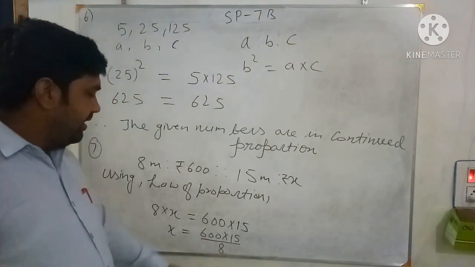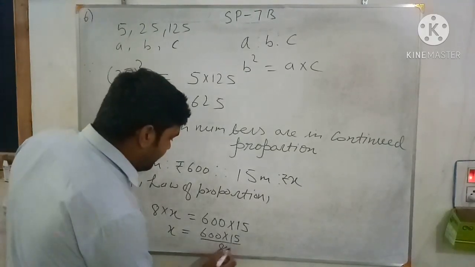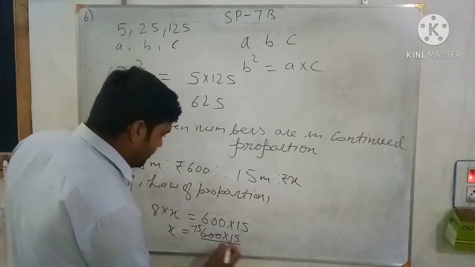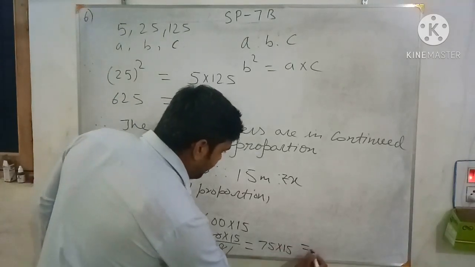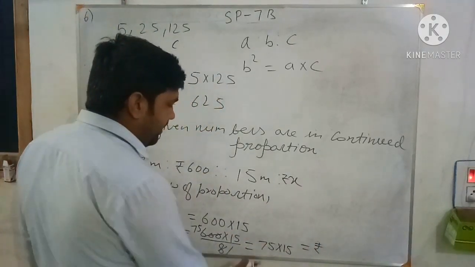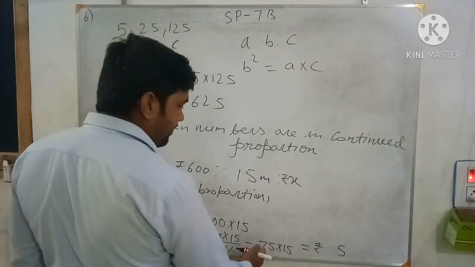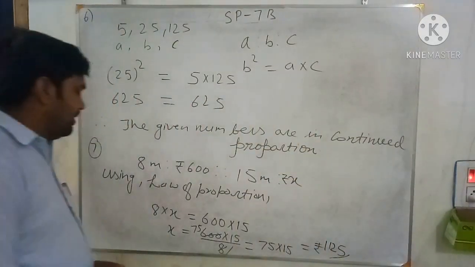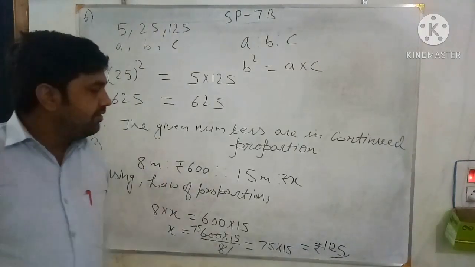Now divide 600 by 8, see it will cancel. 8 7s are 56, 8 5s are 40, 8 1s are 8. So what we got is 75 into 15. When you multiply 15 by 75, 15 5s are 75, 5 carry 7, and 15 7s are 105, 105 plus 7 is 112. So 1125 rupees. So the cost of 15 meter cloth is 1125 rupees.